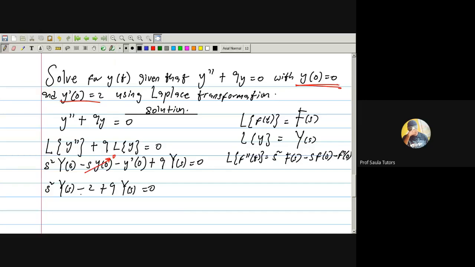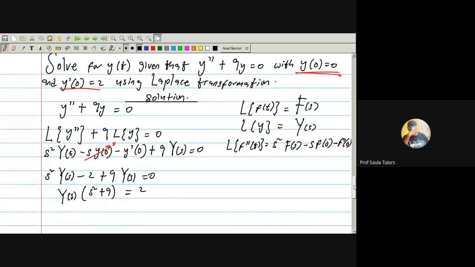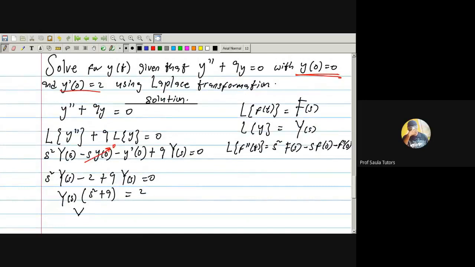Now, what you will do next is factorize your y of s out. I'll have y of s times s squared plus 9, equal to, now check, this minus 2 can come to the other side as 2. Then what you have here is y of s equal to 2 over s squared plus 9.